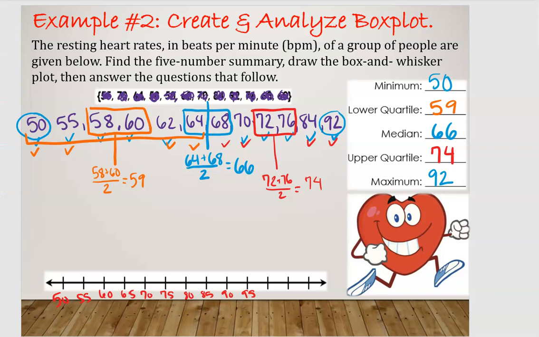So I have my minimum at 50. My maximum's at 92, so somewhere between 90 and 95. Our lower quartile is at 59. Our upper quartile is at 74. And then our median is at 66. So here we have our 5-point summary.